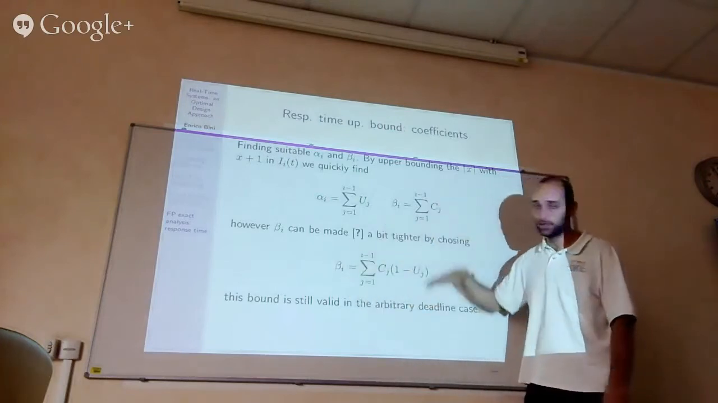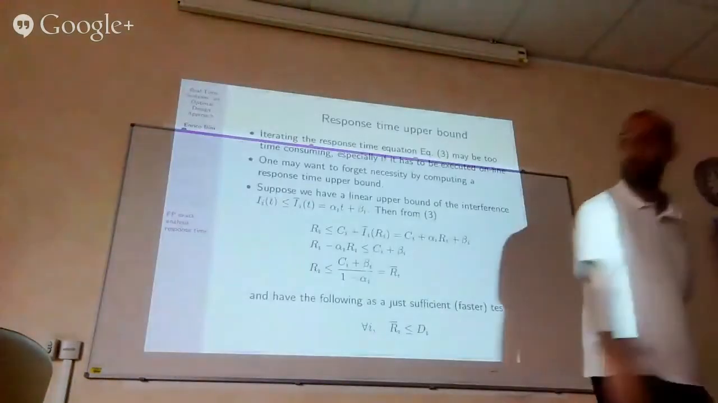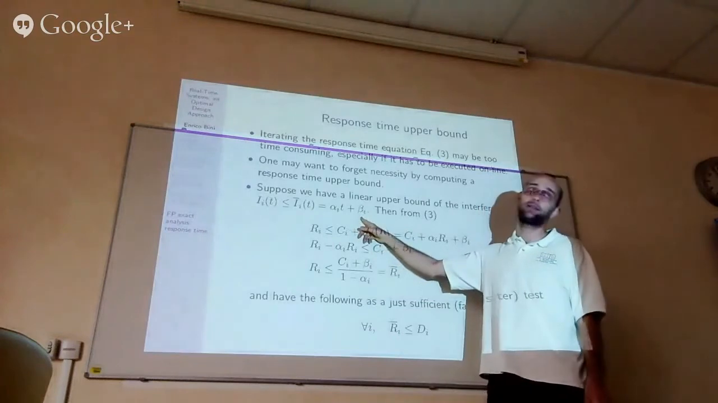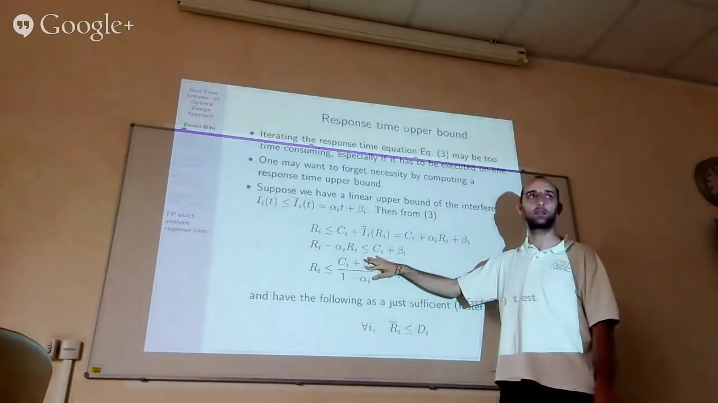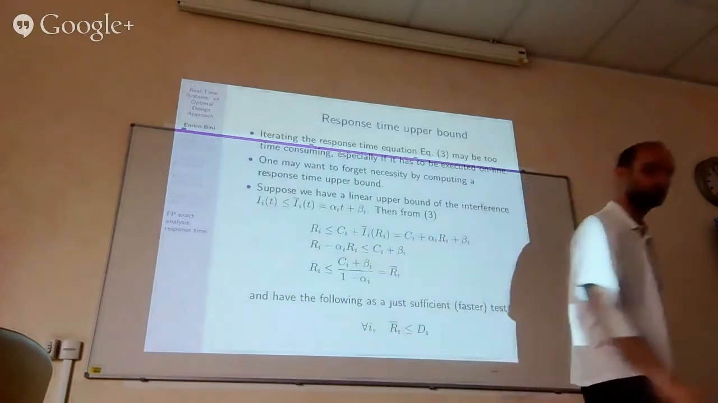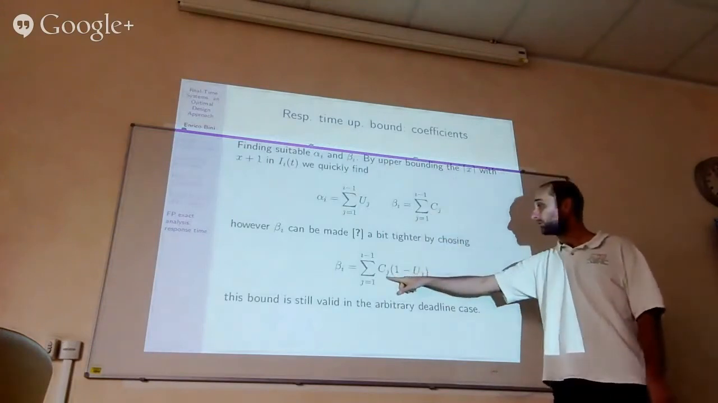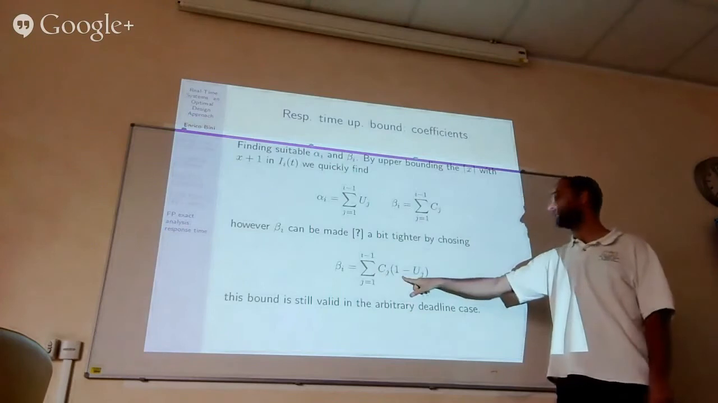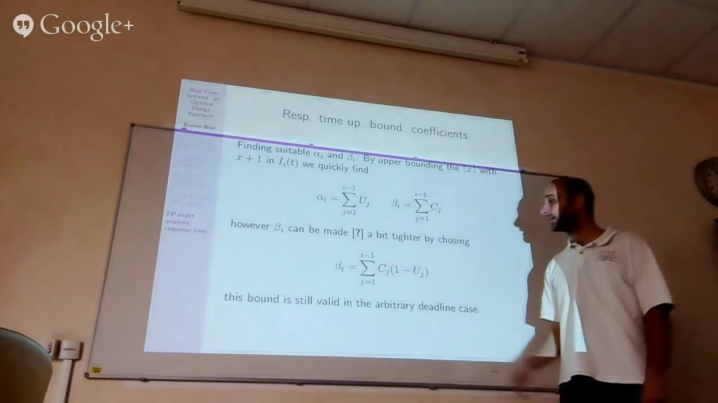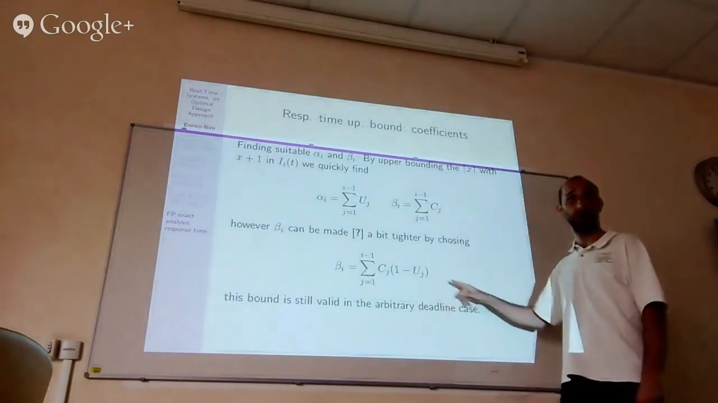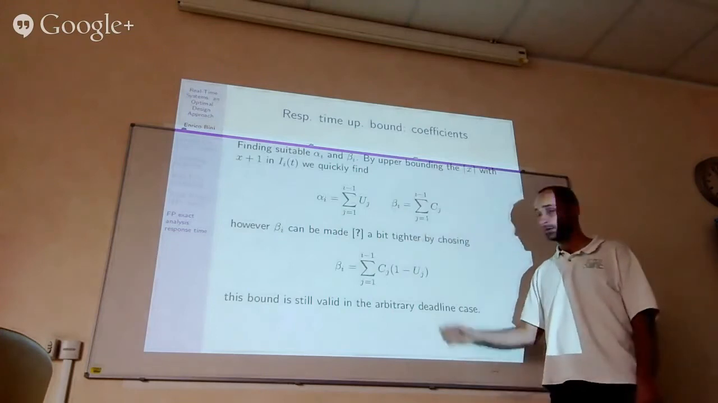You can lower beta a bit, as you see here. The smaller the better the upper bound, and of course, the tighter it is. So the smaller this value, the tighter the upper bound. This value is a bit smaller than this because it multiplies the computation time by something that is less or equal to 1. This is 1. And this is valid. It is proved to be valid also in the arbitrary deadline case. So it also avoids computing the response time of all jobs.